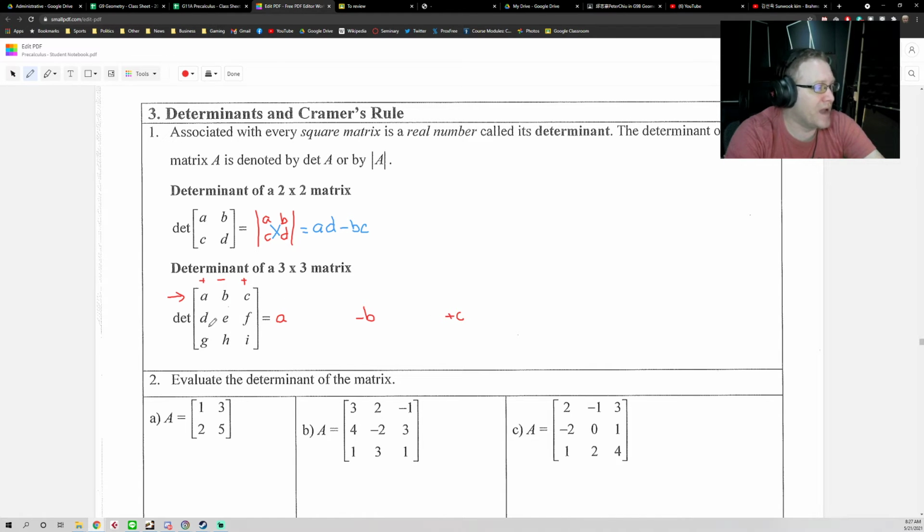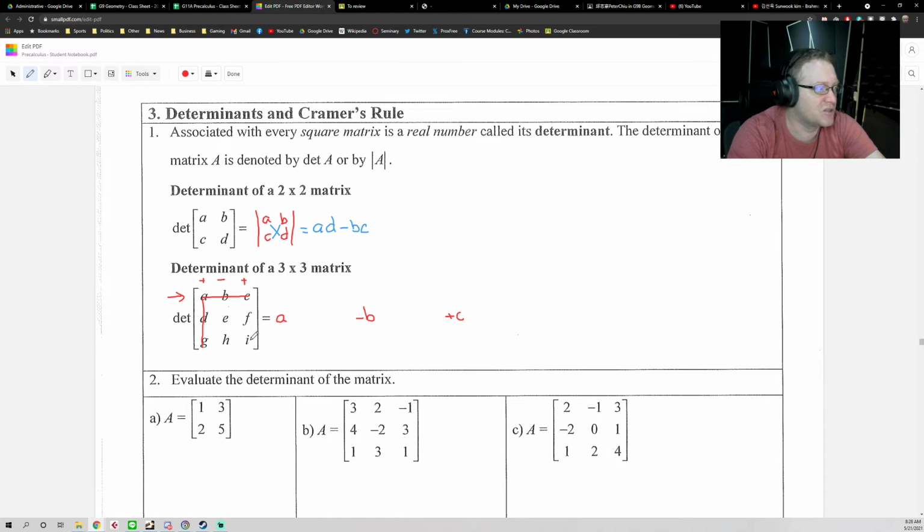Now all we have to do is find the small matrices that we're going to use. Since we started with A, we're going to take off everything that's in the same row or same column as A. So in the same row as A is this one; we're going to take all that out. And then the same column as A is all of this stuff; we're going to take all of that out, and we're left with this little bitty 2 by 2 matrix right here, E, F, H, I.